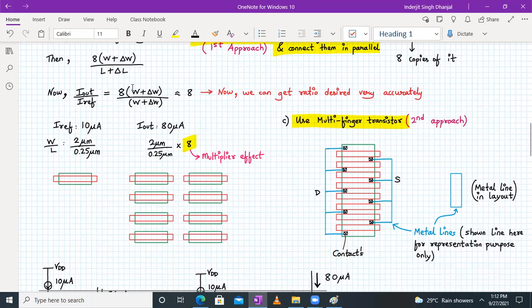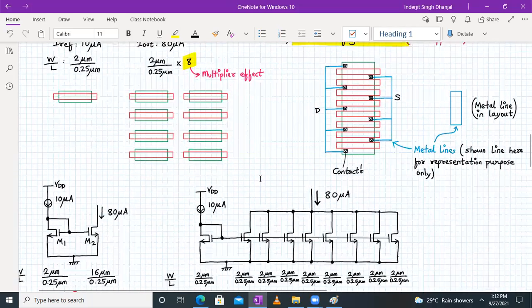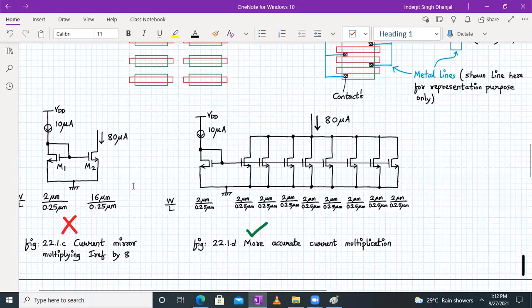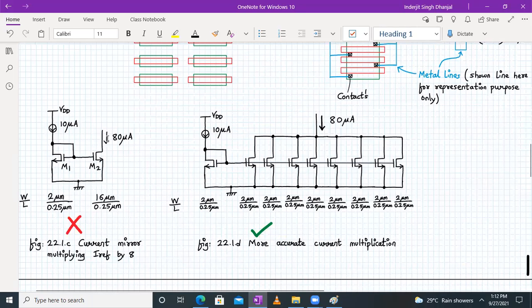So due to that, your W becomes W plus delta W and your L might become L plus or minus delta L. So let's study this technique. How do we follow it? What we are doing is creating I out equal to 8 times I reference.